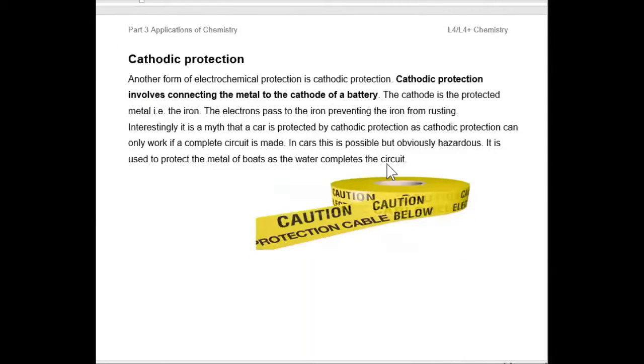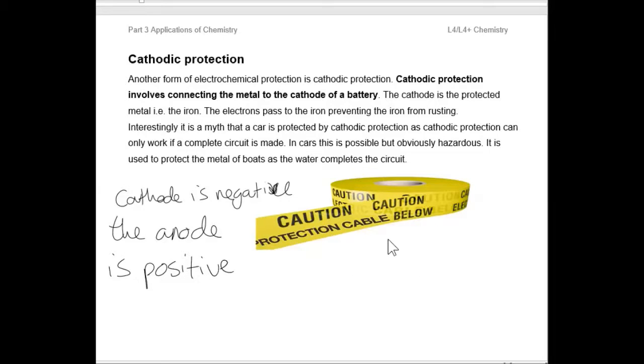Cathodic protection. Cathodic protection is another form of electrochemical protection. Cathodic protection involves connecting the metal to the cathode of a battery. The cathode is the protected metal, i.e. the iron. The electrons pass to the iron, preventing the iron from rusting. Now how that works is, remember, the cathode is negative. The anode is positive.